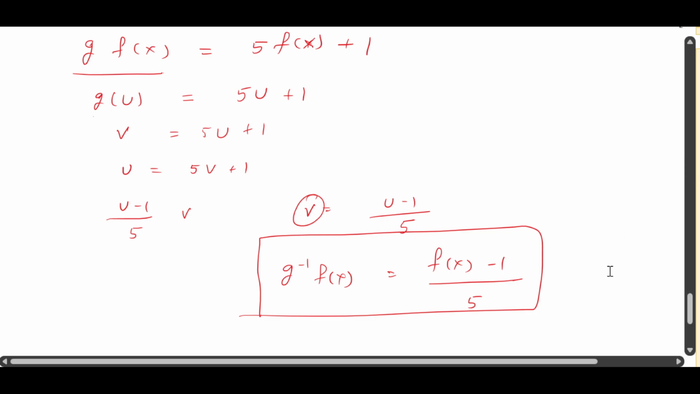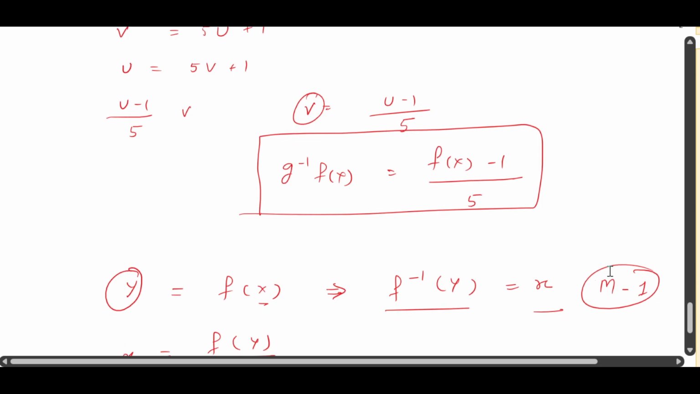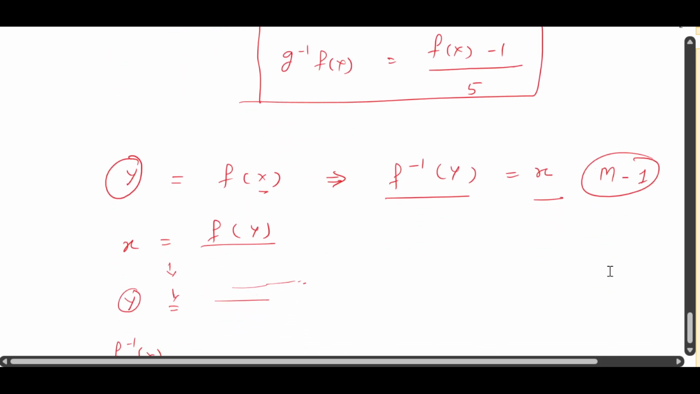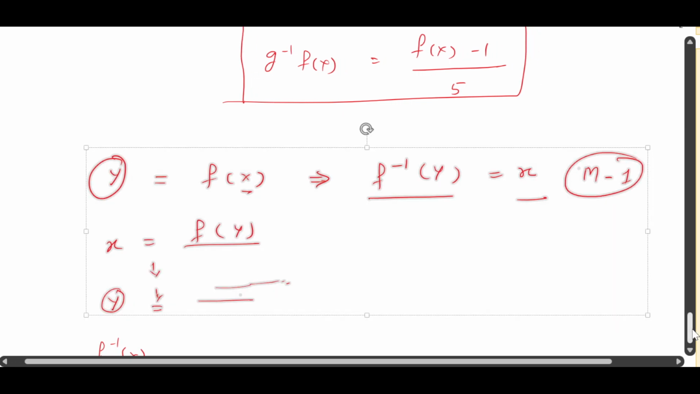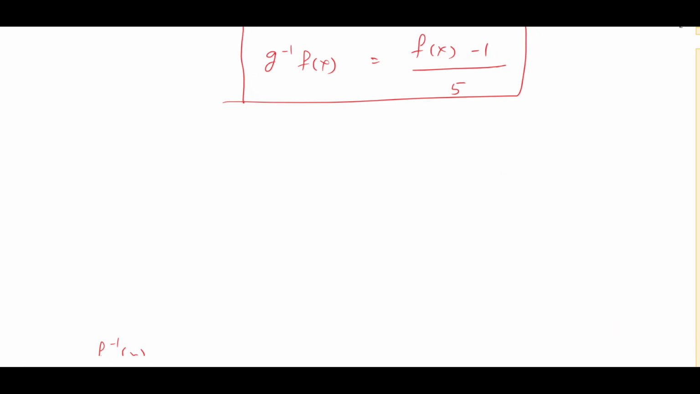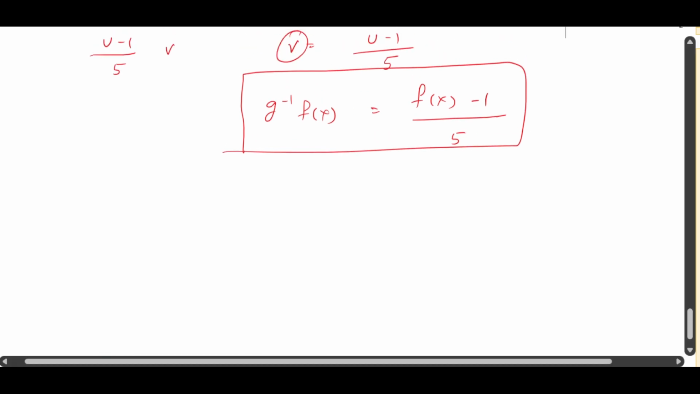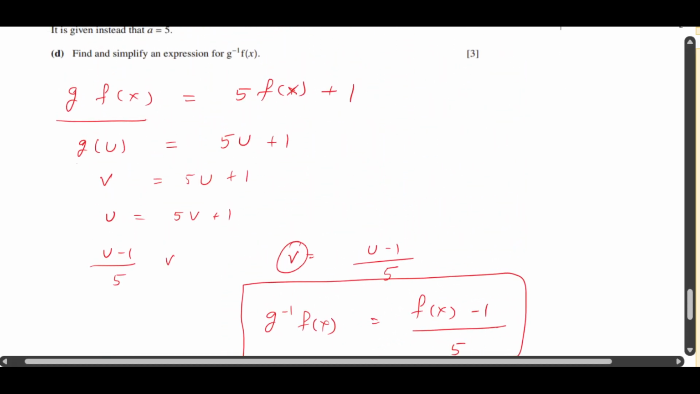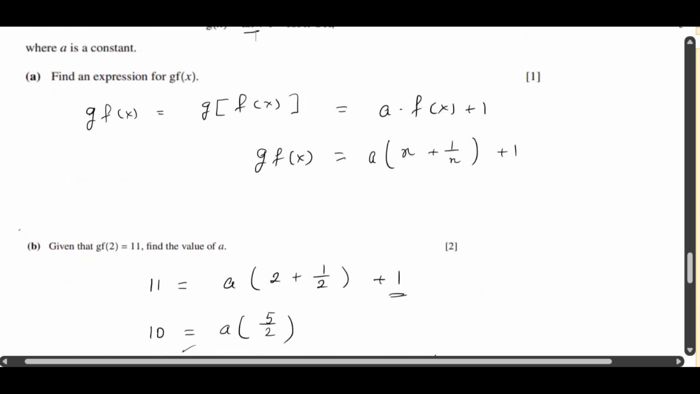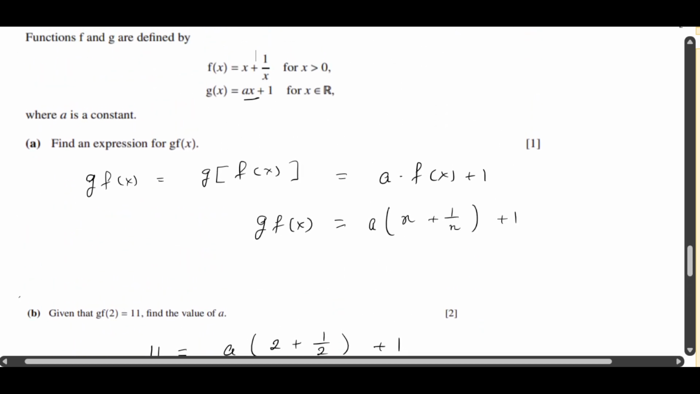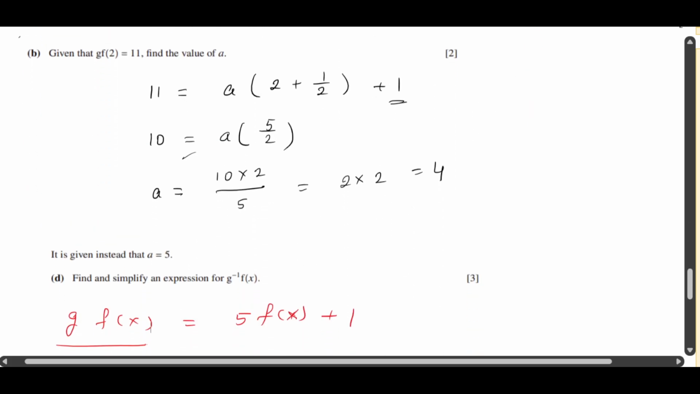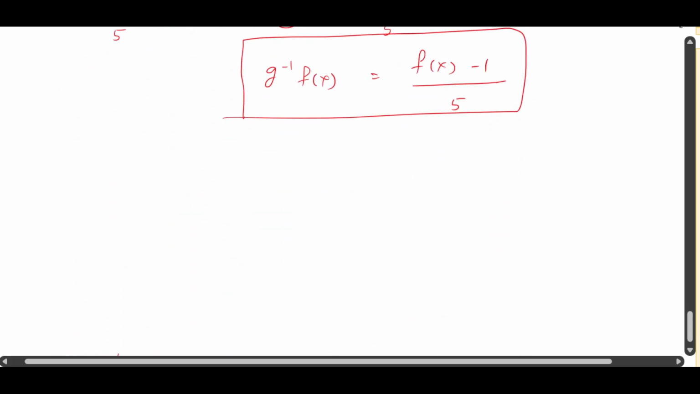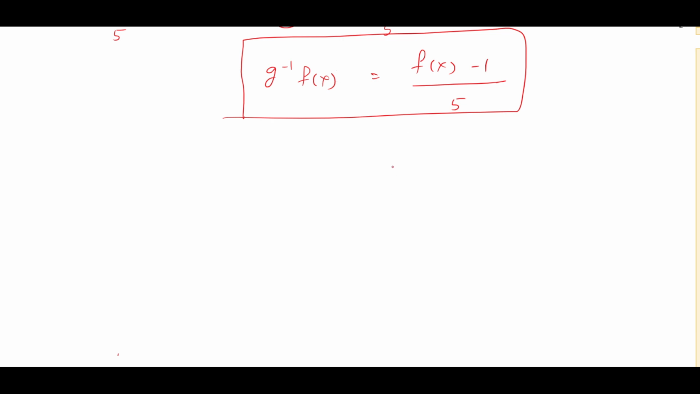Now after doing this, what you can do, you can replace f(x). f(x) is what? x plus 1 upon x. Yes, f(x) is x plus 1 upon x. So at the end, we can replace this f(x) with x plus 1 upon x.